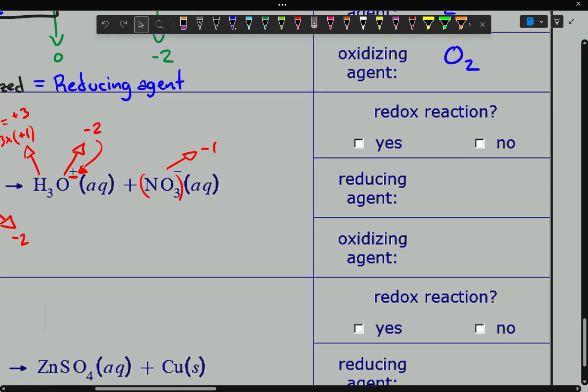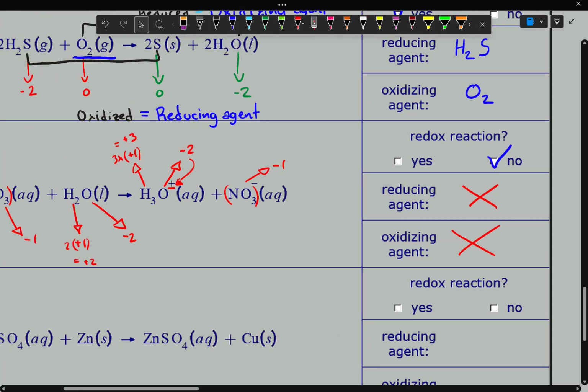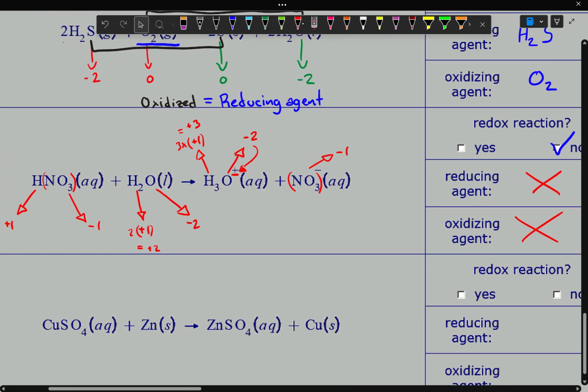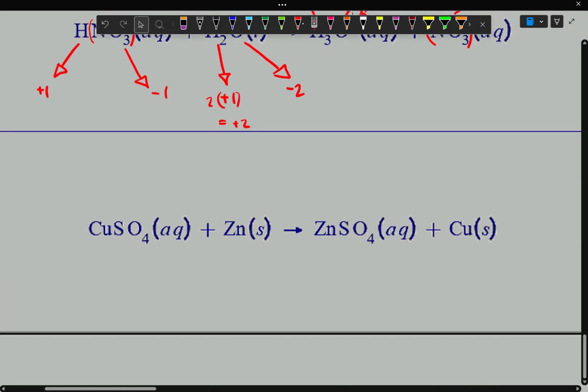So because of this, is it a redox reaction? No, it is not a redox reaction. And because it's not a redox reaction, it does not have a reducing agent, and it does not have an oxidizing agent, because there is nothing being reduced or oxidized in that equation. So, moving on, we have this last problem here.